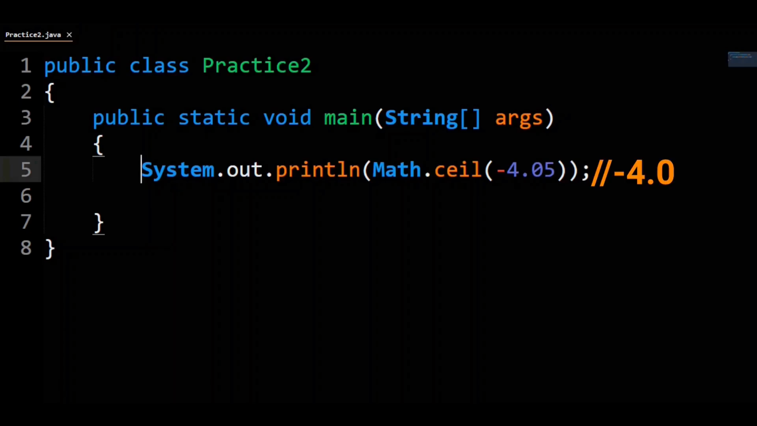Ceil of negative 4 and 5/100ths rounds to negative 4. It seems backwards when you're not thinking, but negative 4 is the next largest integer.